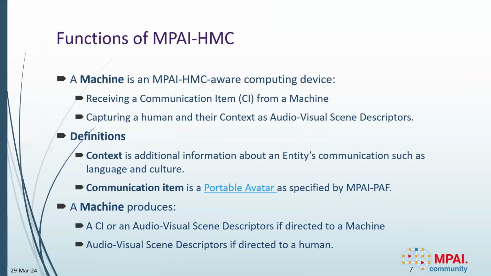Now, a machine is a computing device that receives communication items, and those items are portable avatars, as specified by an existing specification that I mentioned earlier. The machine may be directed toward another machine or toward a human. If it's directed toward a machine, the current machine produces audiovisual scene descriptors or avatars. And if directed toward a human, the central machine produces scene descriptors of the audiovisual scene.